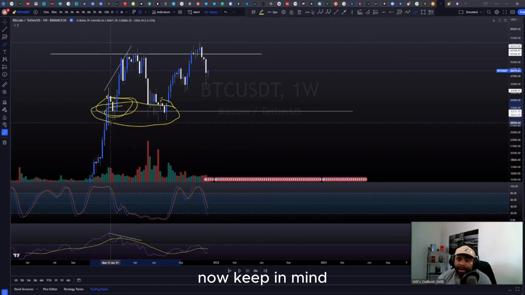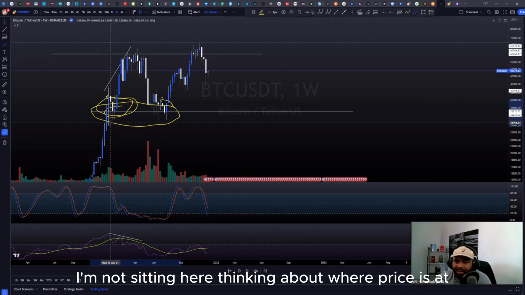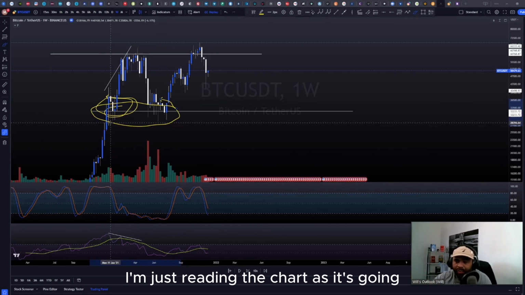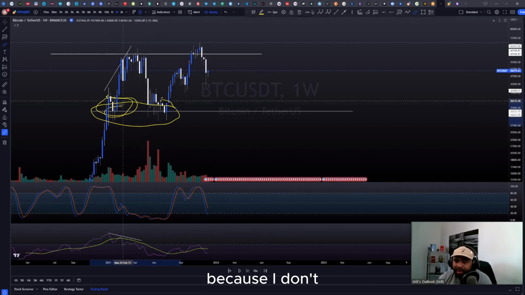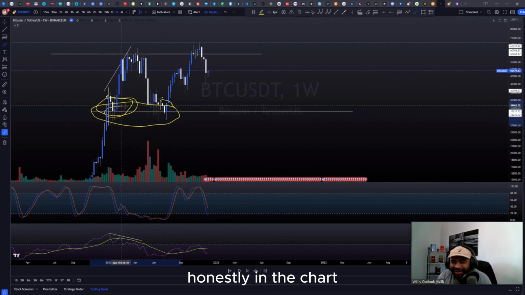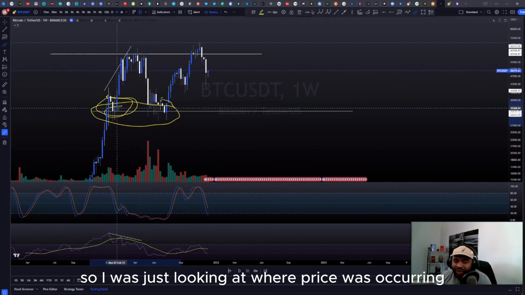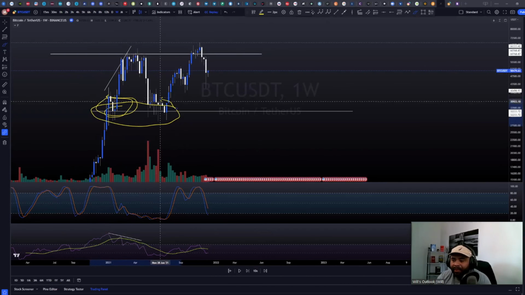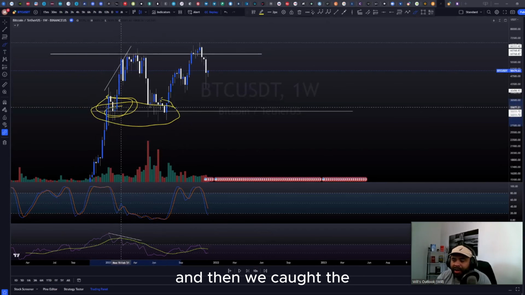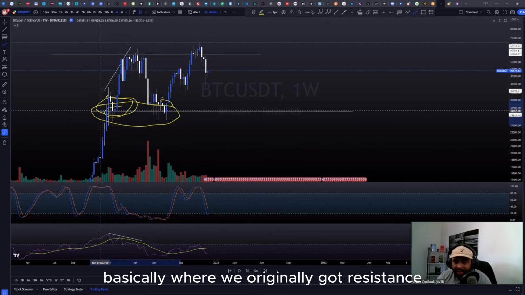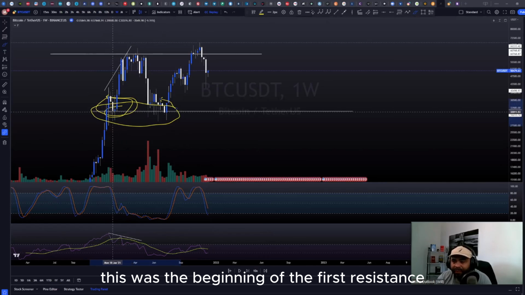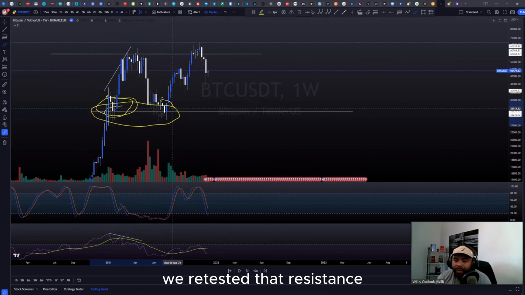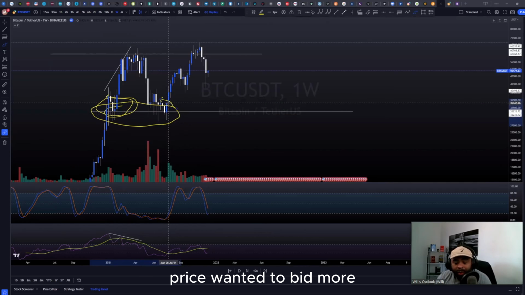Now, keep in mind, I'm not sitting here thinking about where price is at. I'm just reading the chart as it's going. It's not me speculating because, oh, this is hindsight or anything like that, because I didn't even know where we were here, honestly, in the chart. So I was just looking at where price was occurring, right? So we got the bear div here. Price played the bear div, and then we caught the support basically where we originally got resistance, right? So this was the beginning of the first resistance. We came back down, we retested that resistance. Price wanted to bid more.